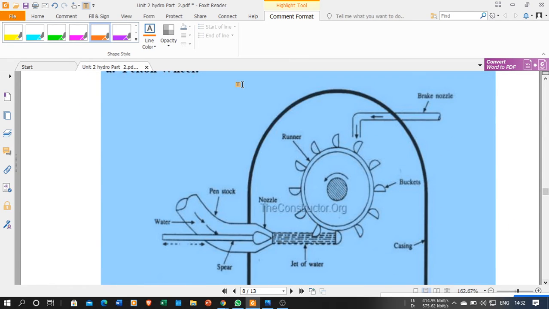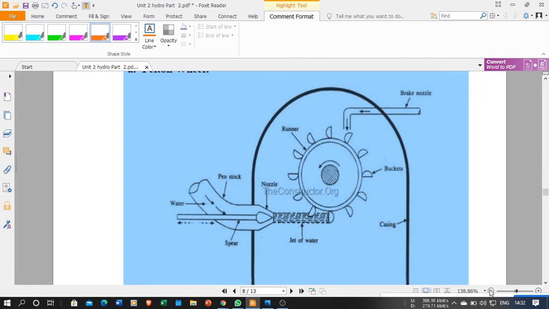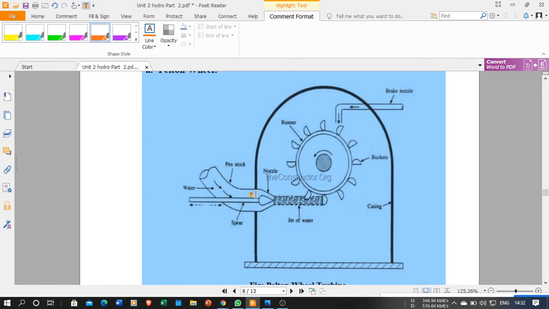Now, if we look at the diagram of your Pelton wheel turbine, it looks like this one. This is my penstock through which my water is coming. Then it has a nozzle. At the end of the penstock, we have reduced the diameter of the penstock. Nozzle means what? You are going to decrease the diameter. So when the diameter decreases, definitely your speed will increase, or velocity will increase, pressure will increase.